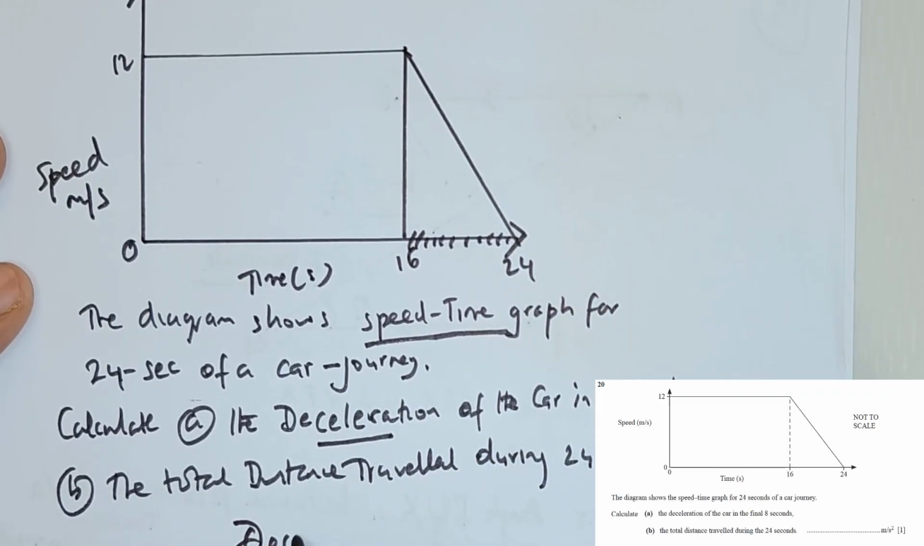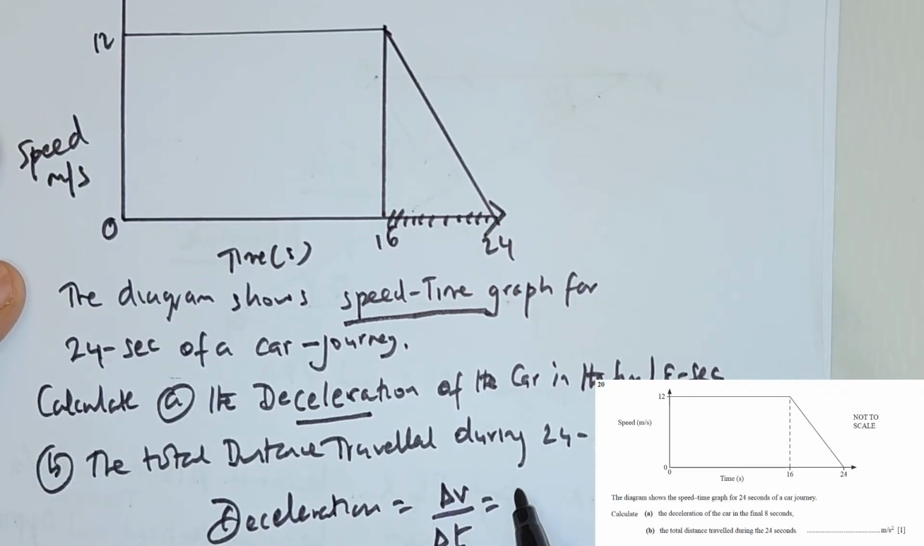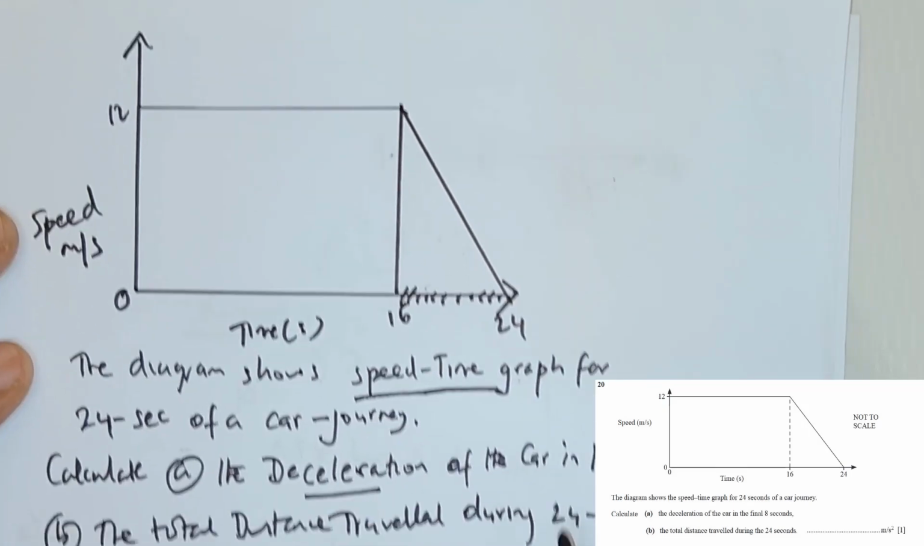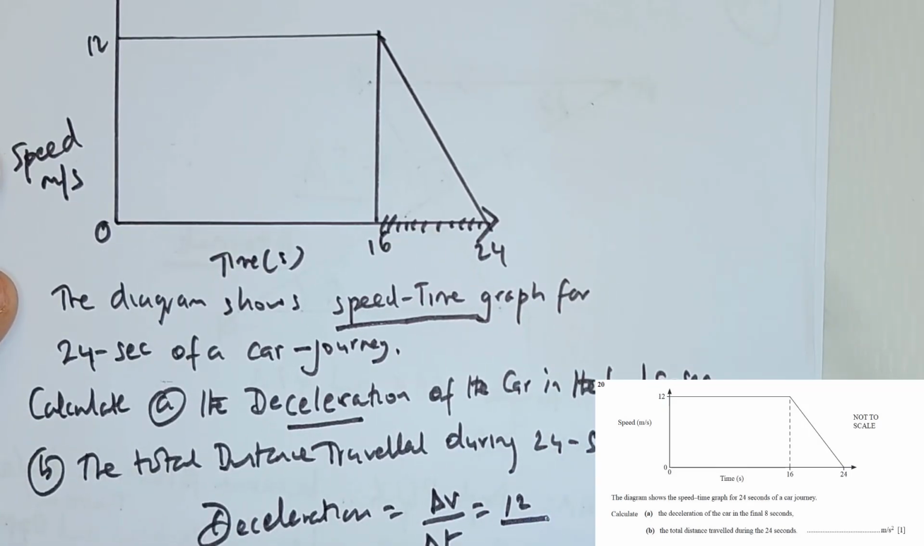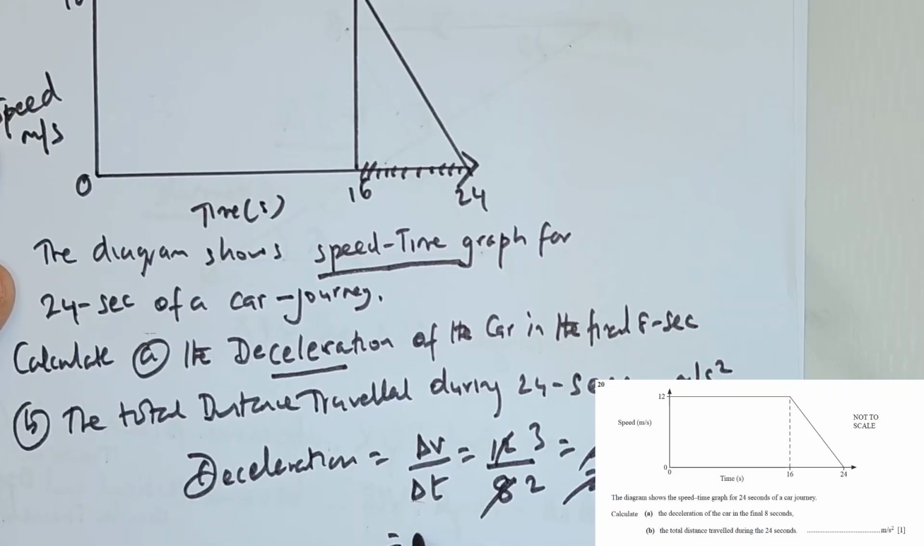So deceleration is given by the formula delta V over delta T. The change in velocity is 12, divided by the change in time, which is 8. So 4 divides here 2 times, 4 divides here 3 times. So 3 over 2, which is 1.5. Since it's deceleration, it's going to be negative 1.5 meters per second squared.